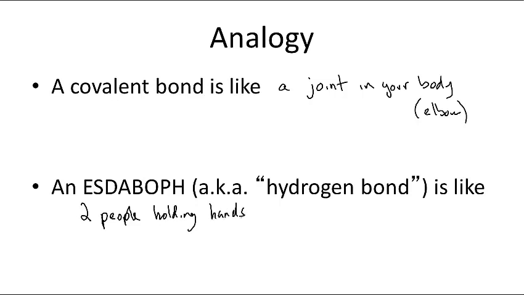Now, I would argue in most cases, if you're trying to pull 2 people apart that are holding hands, you are going to split the people holding hands before you pop someone's elbow out of its joint, right? So the hydrogen bond is like 2 people holding hands, whereas the covalent bond is like a joint, right? The Estebov is going to split before the covalent bond.